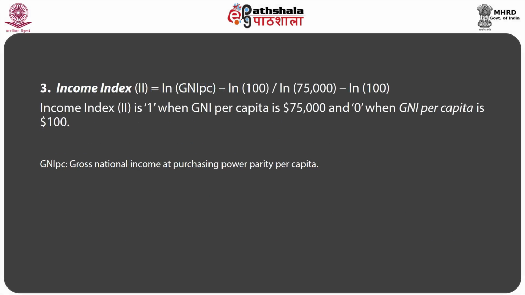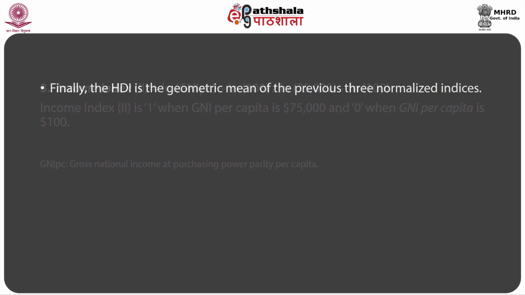The third aspect is income index, that is ln of GNI per capita minus ln 100 divided by ln 75,000 minus ln 100. That is, income index is 1 when GNI per capita is $75,000 and 0 when GNI per capita is $100. Finally, the HDI is the geometric mean of the previous three normalized indices.